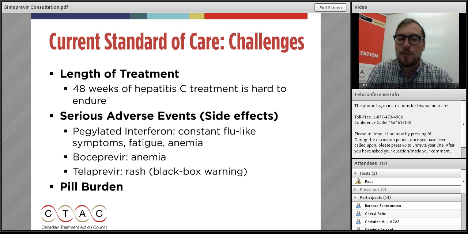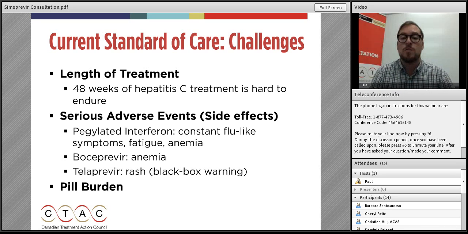The biggest adverse event producer in hepatitis C treatment, as I'm sure all of us are aware, is pegylated interferon. The weekly injections, which, not as a spoiler alert, will at this point in time remain as a backbone of a proposed Simeprevir treatment, are incredibly difficult to endure. Constant flu-like symptoms for a year, fatigue, anemia, just to name the most major of the symptoms. So that's a really significant piece to contend with.